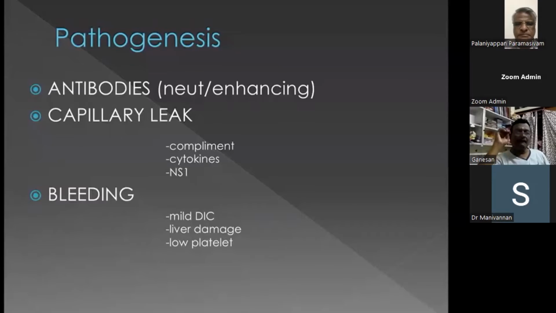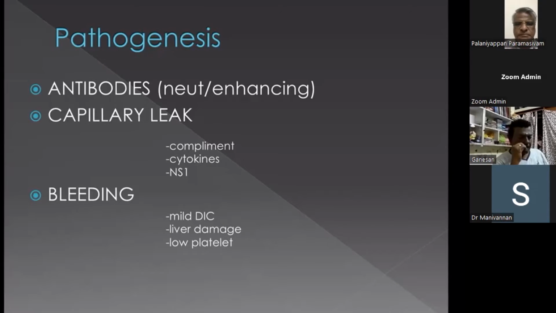Regarding the pathogenesis of bleeding, it's not completely understood. Mild DIC, liver damage, and low platelets act synergistically and cause bleeding. One more factor is iatrogenic. If we use NSAIDs or aspirin, that may contribute to or aggravate the bleeding. It's again another important learning point.